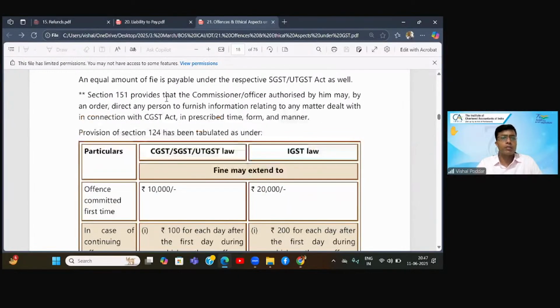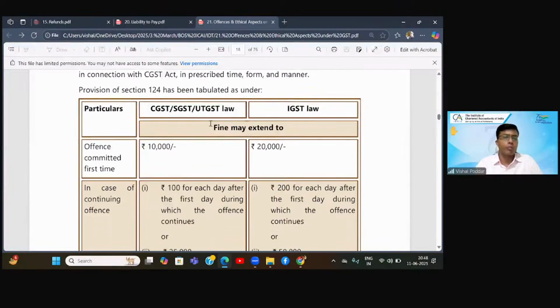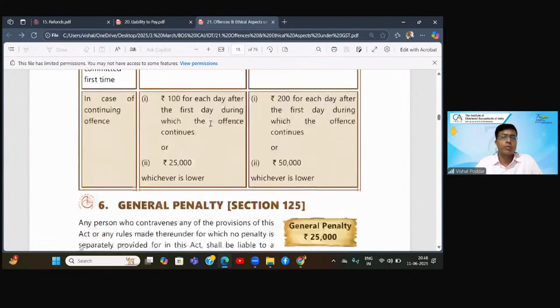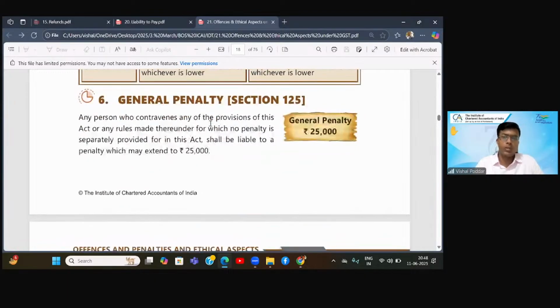What is this 151 section? It provides that the commissioner or the officer authorized by him may by an order direct any person to furnish information relating to any matter dealt with in connection with the CGST Act in the prescribed time, manner, etc. So the provisions of section 124 are given in this table. Now, what is important is this penalty, that is 125. We call it the general penalty.